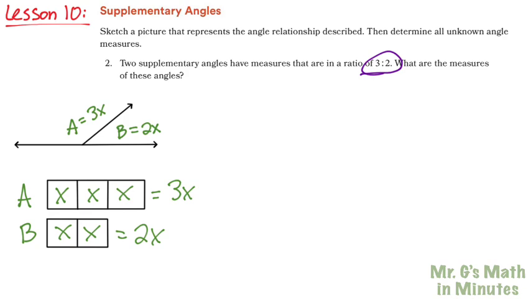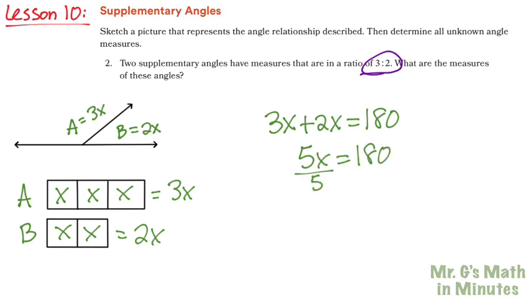Now I can see what my equation is going to be. It's going to be 3x plus 2x is equal to 180. Combine my like terms on the left-hand side and leave me with 5x. Divide both sides by 5. 180 divided by 5 is going to give me x is equal to 36.